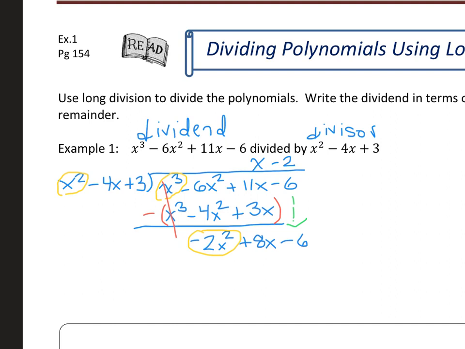Negative 2 times this entire polynomial. So negative 2 times x squared gives me negative 2x squared. Negative 2 times a negative 4x is a positive 8x. And negative 2 times a positive 3 is a negative 6. And I'm going to subtract this entire polynomial now from the one above it. Again, all the signs are going to change here. And when you actually find the result of that subtraction, you will see that our remainder is 0.